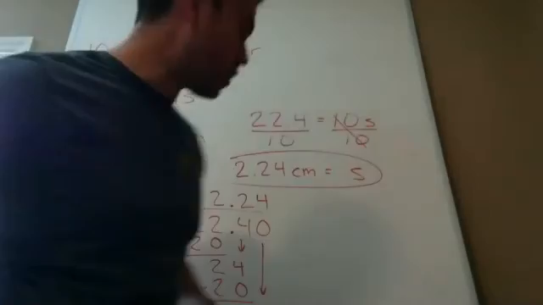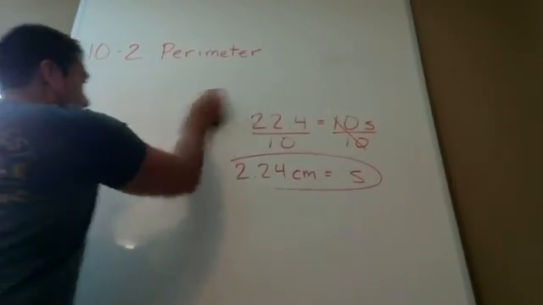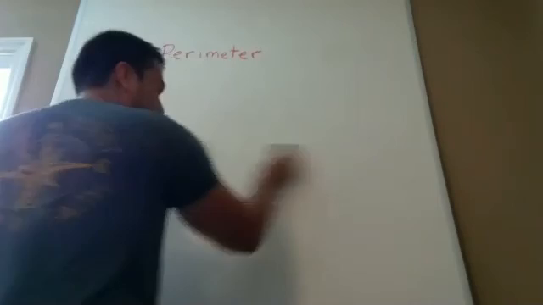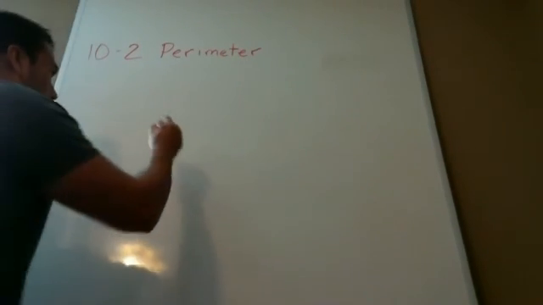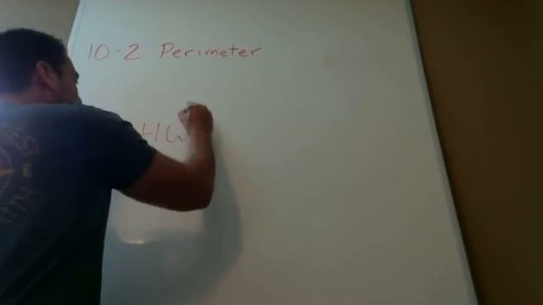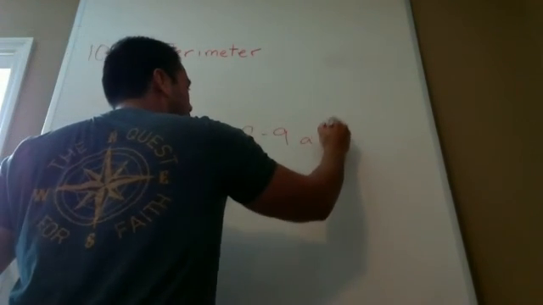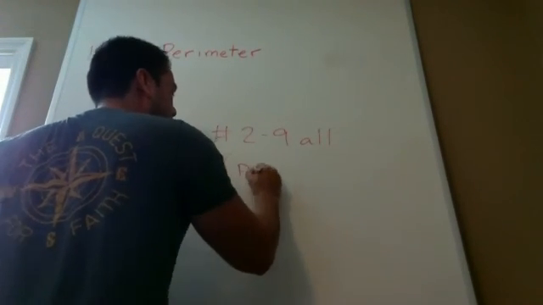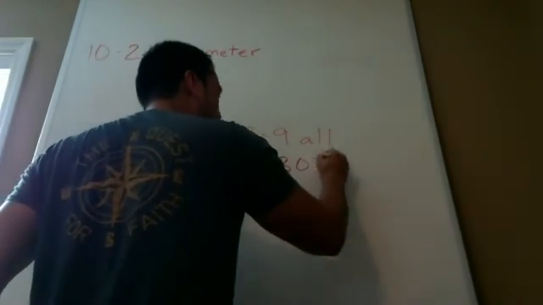Okay, guys, your homework is going to be, and I guess I'll write it up here, and then I'll also post this on Google Classroom so you guys know what I'm asking for. It's going to be numbers 2 through 9 all. So the homework is numbers 2 through 9 all, and that's going to be on page 303 in your workbook, 303.